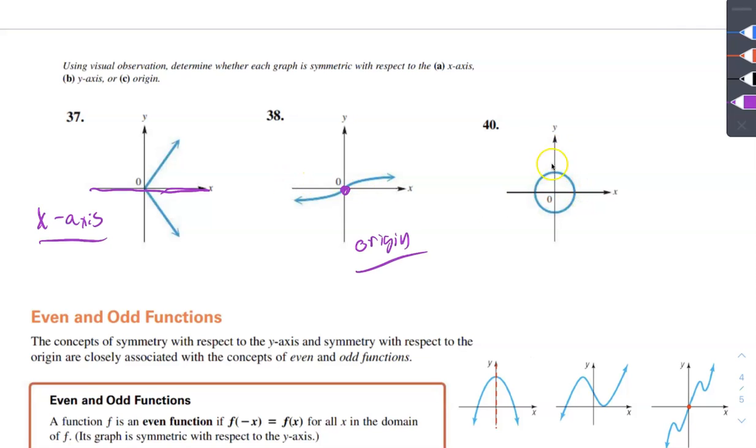Now this one, you could fold in half, x and y, so it's symmetric with respect to the y. You can also fold it in half this way. And it's actually symmetric across the origin too. This one's all of them. It's A, B, and C.